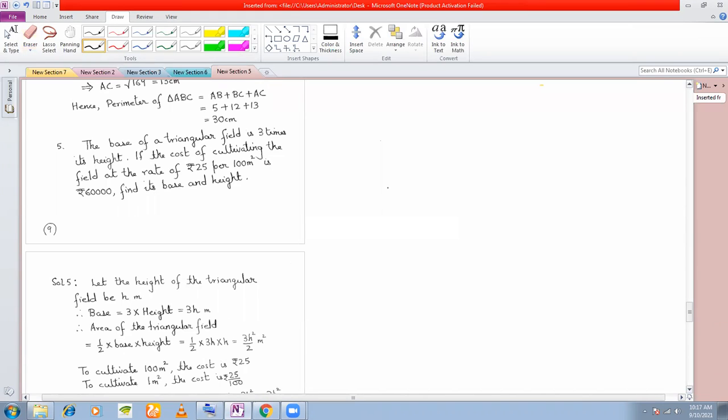Okay, next question: the base of a triangular field is 3 times its height. If the cost of cultivating the field at the rate of rupees 25 per 100 meter square is 60,000, find its base and height. Now, the base of a triangular field is 3 times its height. That means if I take the height as h, therefore what is the base? Because base is 3 times the height, 3h.